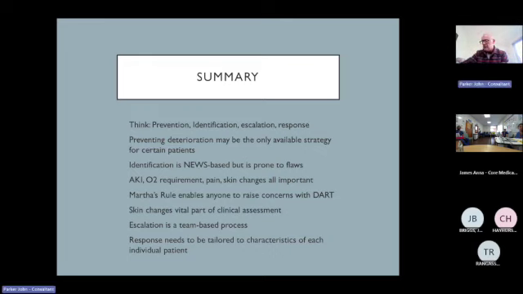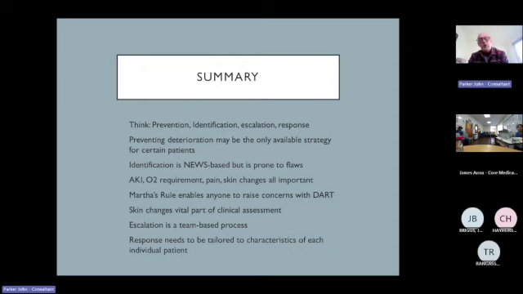So I'm going to wrap up now and say that deterioration, the best way to think about it is around prevention, identification, escalation, and response. As I just said, prevention of deterioration may be the only available strategy for certain patients, particularly those with advanced frailty and severe comorbidity. NEWS-based identification of patients is prone to flaws, and lots of them. And other things like acute kidney injury, oxygen requirement, pain, skin changes are all really important.